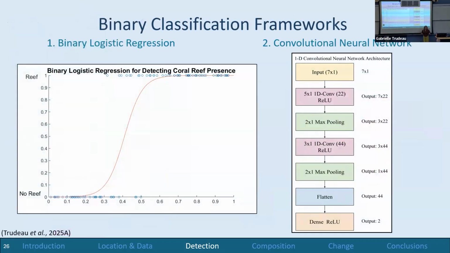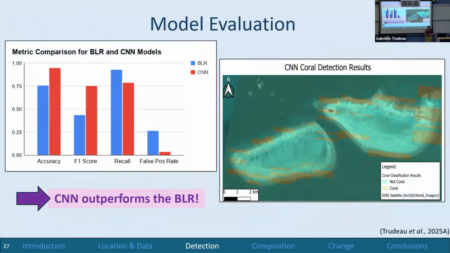The two different models I'm using are a binary logistic regression and a convolutional neural net. The binary logistic regression was really meant as a first pass: are these variables that we're using to detect corals actually useful? Because the results were pretty good, I went ahead and wrote a convolutional neural network as well. Here's an idea of what that architecture looks like. We're going to compare the results for these, using accuracy, F1 score, recall, and false positive rate. We can see that for all of the metrics, with the exception of recall, the convolutional neural network does outperform the binary logistic regression, as we would expect it to.